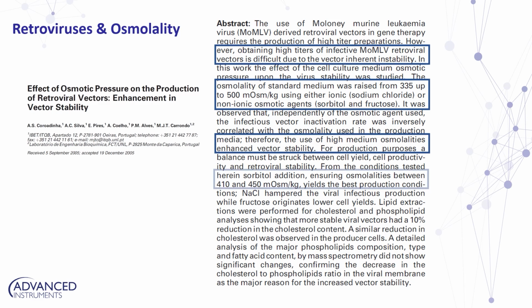It was also seen that with the addition of sorbitol to increase the osmolality, the production rate also increased. The last significant section of the data showed that the smaller the percentage of cholesterol to phospholipid ratio in the membrane, the more stable the viral vector. To summarise what this data found, it can be said that the use of osmolality testing to manipulate that increase in cell culture media increased the stability of the viral vector, and therefore a higher yield was achieved within production of the retrovirus.